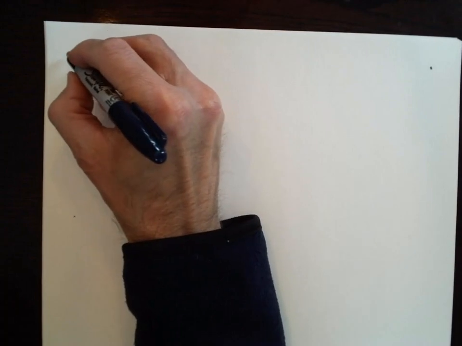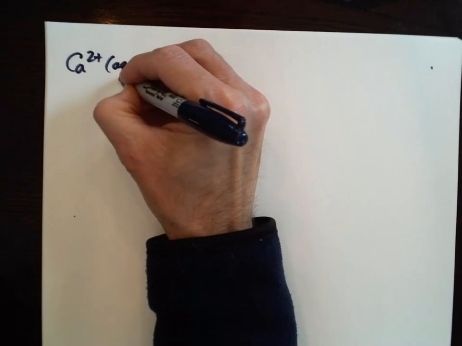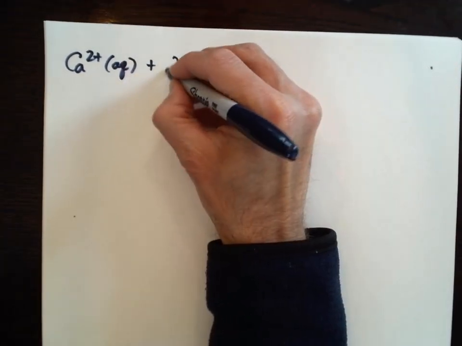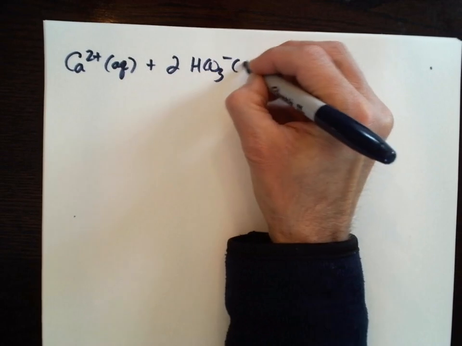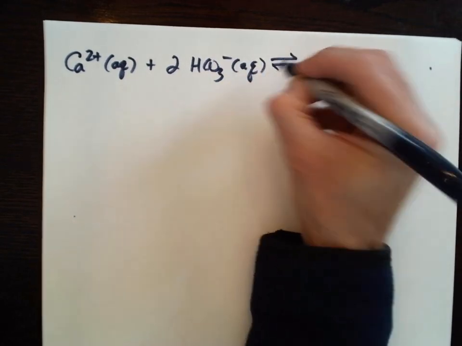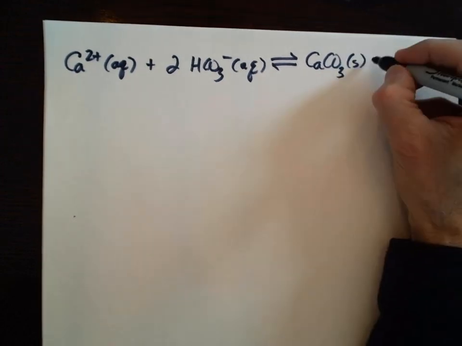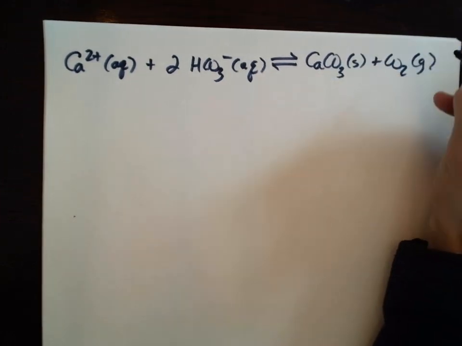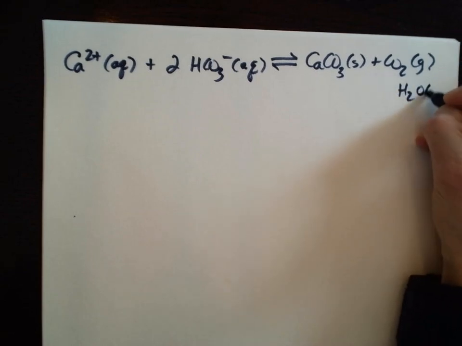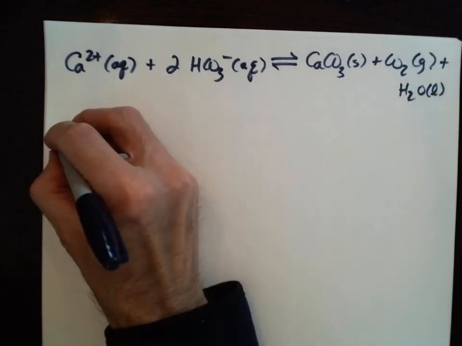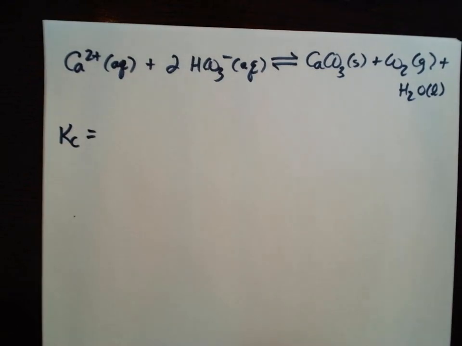All right, let's try one more. Last one. Calcium ion dissolved in water plus 2 bicarbonate ions dissolved in water reversibly reacts to form solid calcium carbonate and CO2 gas and liquid water. What is Kc for this particular reaction? And what is Kp for this particular chemical reaction?